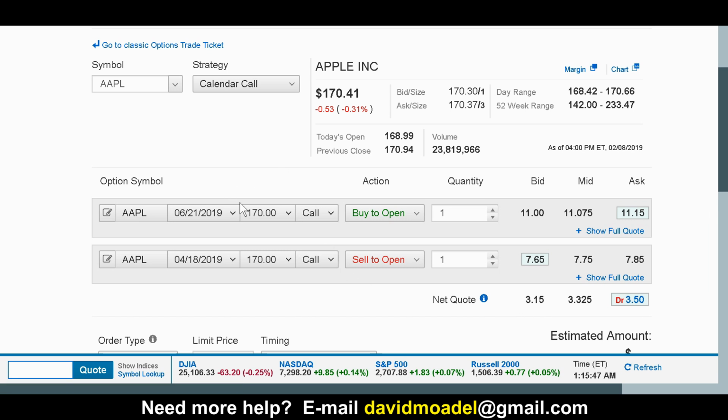But even if it goes up sharply right after you put on the trade, or before the expiration of the short call, even if Apple went up to 180, 190, 200, and so on very quickly, you would still probably lose money on your spread, which is counterintuitive.